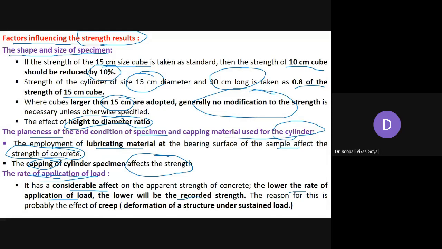The reason behind this is the probable effect of the creep. Basically we are going to learn what is creep. That is basically the deformation of structure under sustained load. एक ही लोड के अंदर भी अगर डिफॉर्मेशन कंटिन्यू होता है, that is generally called creep. So if at a very slow rate you are applying the load, then more creep will be observed, and that will give you a lower result as compared to a faster rate. So this rate of application is also very important.